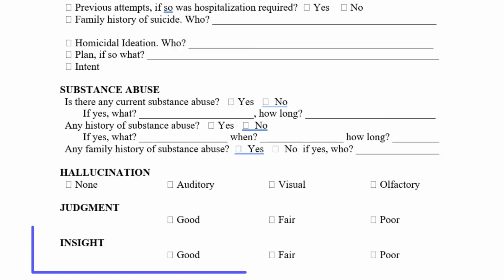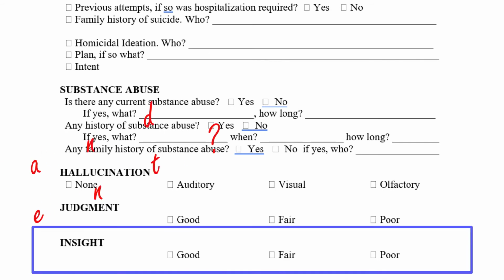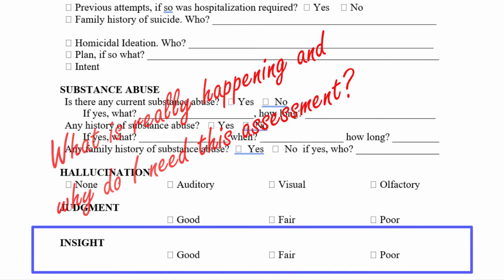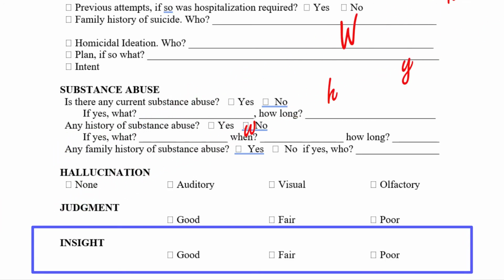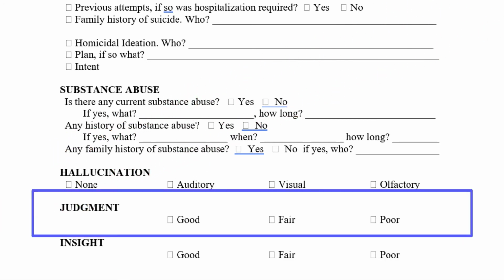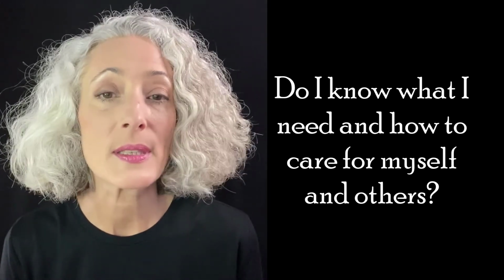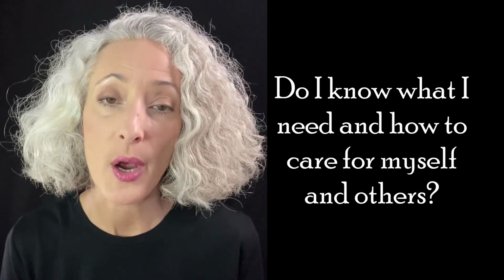We're also documenting the client's insight. Does the client understand their situation and the reason that they're with you for the assessment? We can document the client's judgment. That is, is the client able to make reasonable decisions about themselves and their own care?